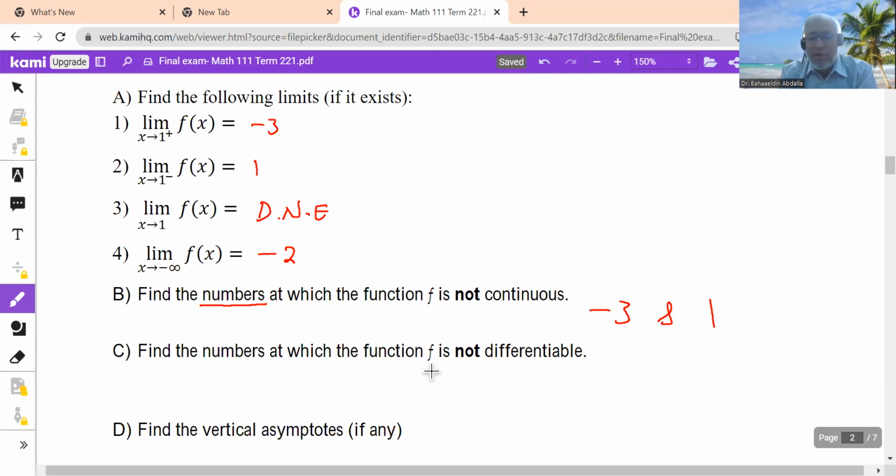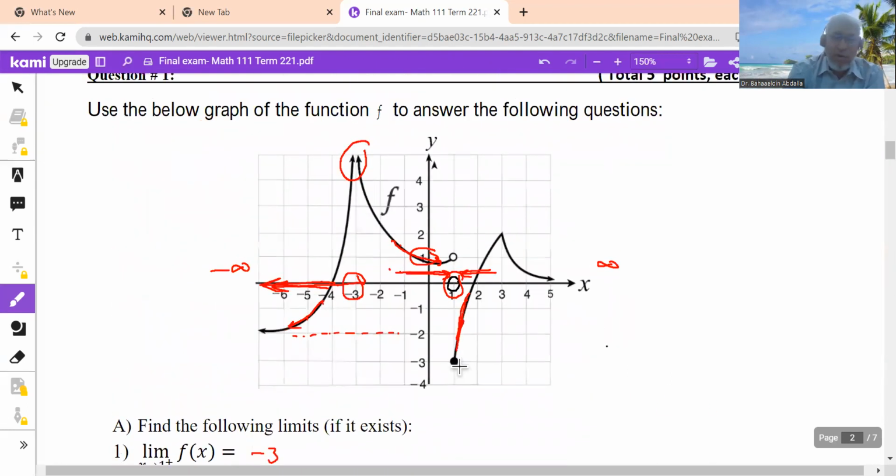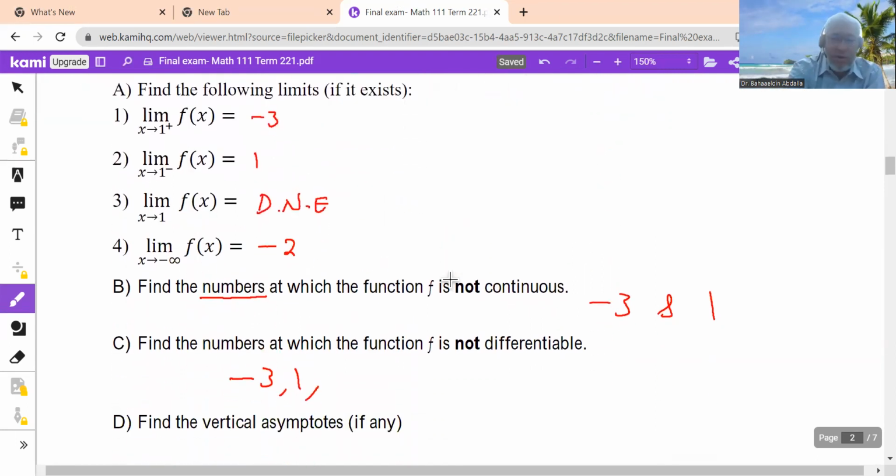Find the numbers at which the function is not differentiable. Well, if it is not continuous, then it is not differentiable. So immediately you put -3 and 1. Then the function could be continuous but not differentiable when there is a corner or a vertical tangent. You can see that there is a corner here in the graph. So here at 3, the function is continuous, but it is not differentiable because there is no unique slope, no unique tangent line you can draw here. So at 3, the function is not differentiable, but it is continuous.